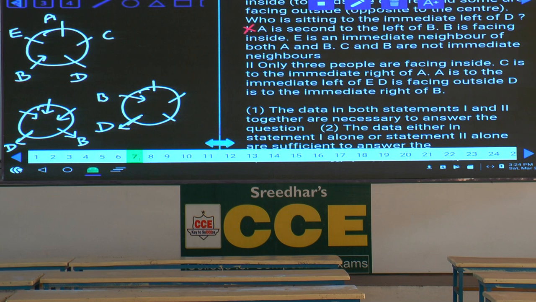And D is facing outside. D is to the immediate right of B. As D is to the immediate right of B, we have taken that. And D is facing outside. And A is to the immediate left of E.